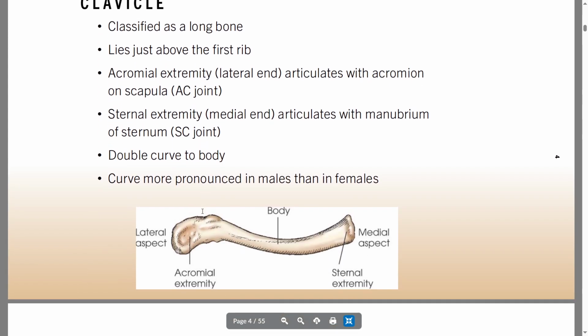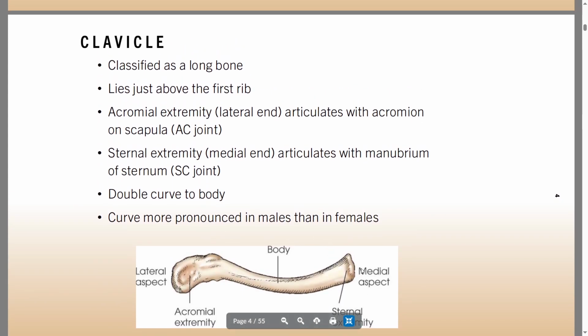So starting with the clavicle, even though it is pretty small, it is considered a long bone. You'll see that it has one flat end here and one more kind of rounded end. The rounded end is the sternal end. That's where it articulates with the sternum to form the SC joint, or the sternoclavicular joint. And the flatter end is the acromial end, and that's the end that articulates with the acromion process on the scapula to form the acromioclavicular joint, or the AC joint.